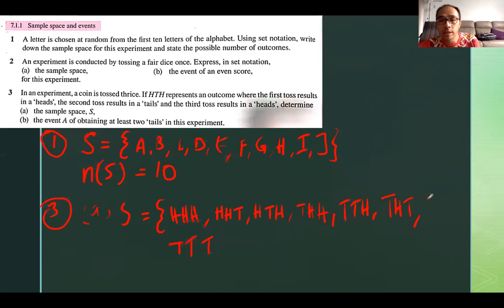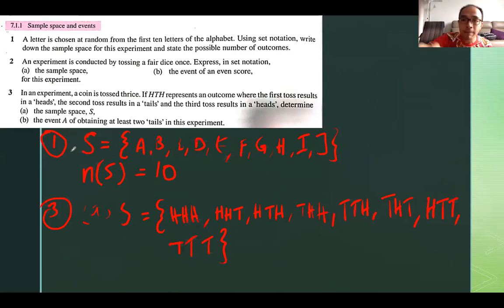TTH, HTT, all right. So you have our sample space. These are the possible outcomes when you toss this coin three times. Okay, so determine the event A. This is a specific event.